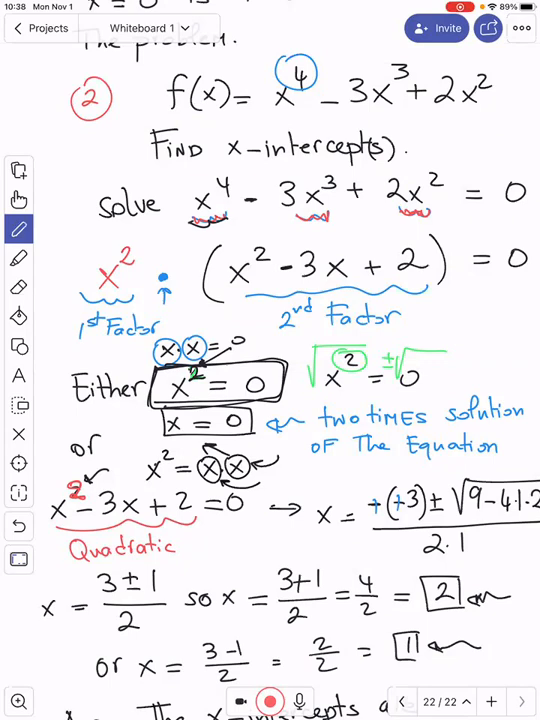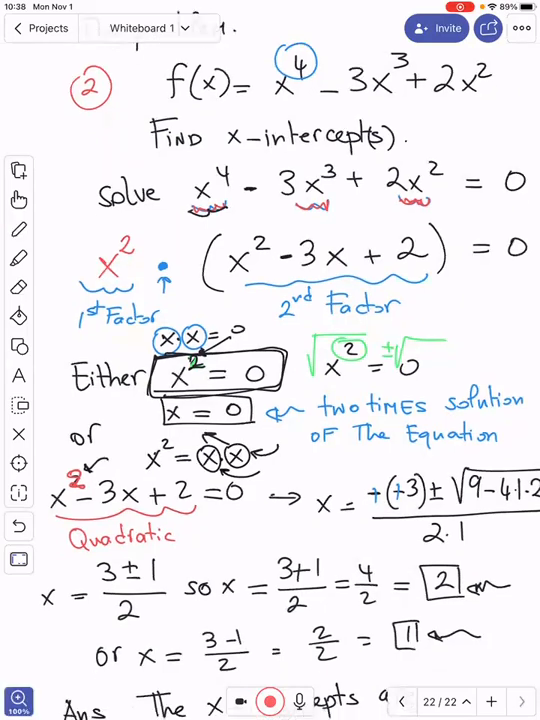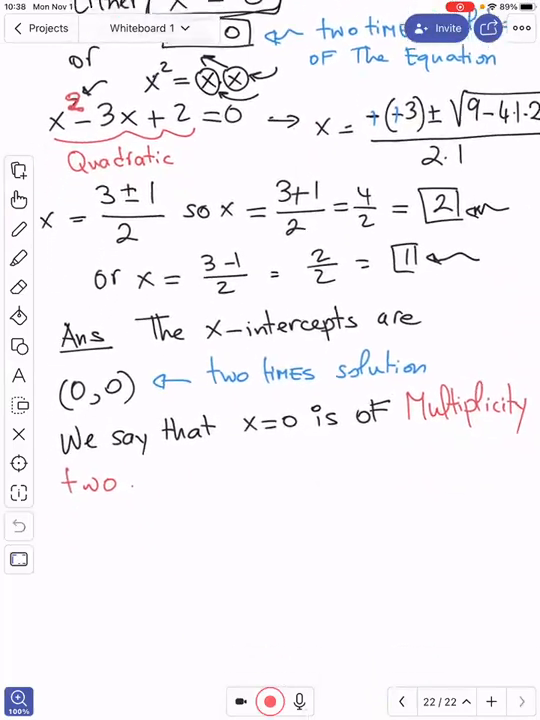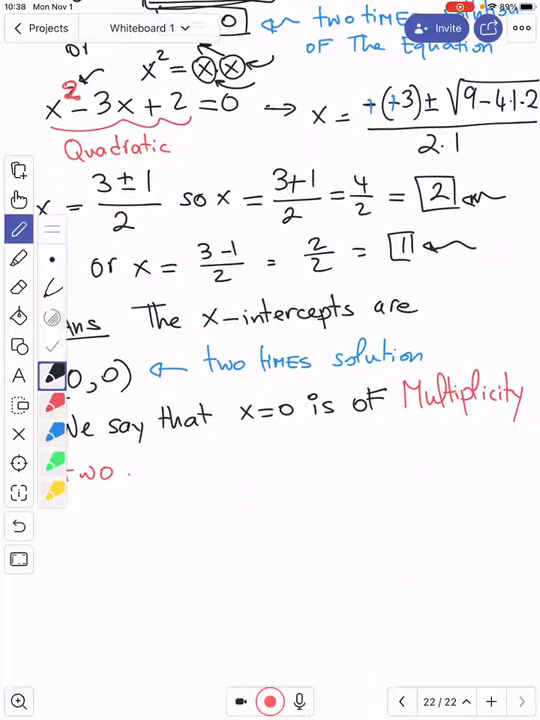Okay, so then if it was cubed, then it's going to be 3, right? Yep. If it was x cubed equal to 0, because it's x times x times x, that would be a 3 times solution of the problem. Yeah, it's just because of the power. Okay. And actually, there's a terminology for that. Because it's a 2 times solution, we say it's of multiplicity 2.